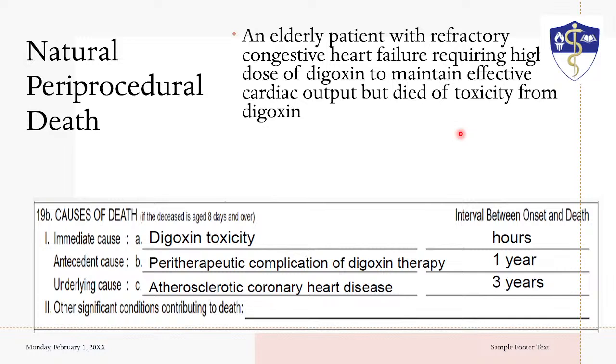Next. Natural peri-procedural death. Elderly patient with refractory congestive heart failure requiring a high dose of digoxin to maintain effective cardiac output, but died of toxicity from digoxin. So the patient was given digoxin therapy already. As long as you're giving medicine and then they died, it's a peritherapeutic complication of the therapy. Can be antibiotic, it can be aspirin, it can be digoxin or any therapeutic. This is how you place it: peritherapeutic complication of digoxin therapy.